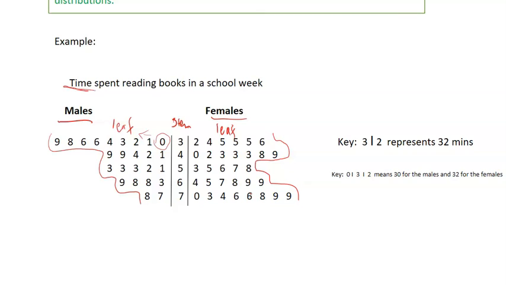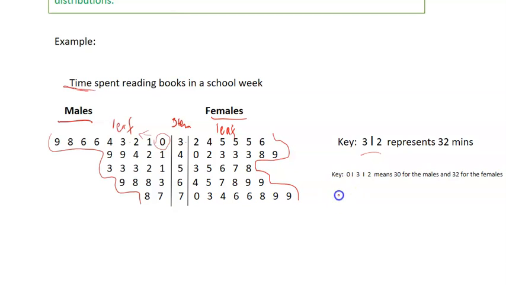If I have a look at the key, we've got 3 with the line 2 represents 32 minutes. So I know that that's 32, 34, 35, and going back for the males, 30, 31, 32, 33, etc. So the lowest time is 30 for the males, 32 for the females. Highest time is 79 for the females and 77 for the males.